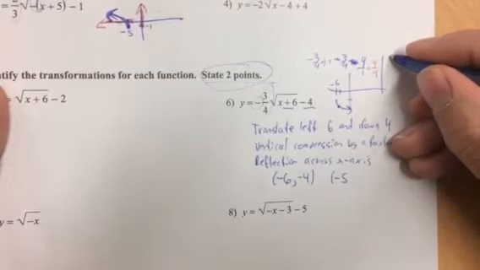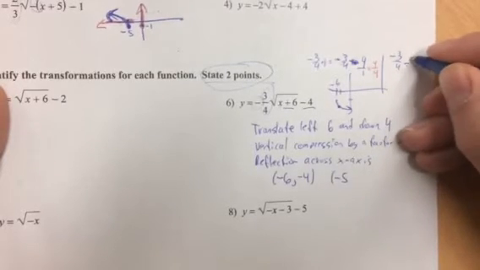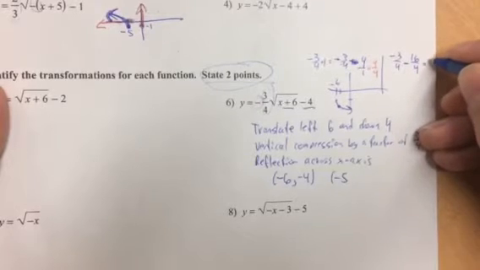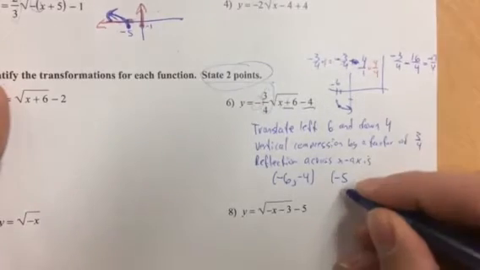And so we end up with negative 3/4 minus 16/4. This is another way of writing 4. And so we get negative 19/4. That's going to be my point.